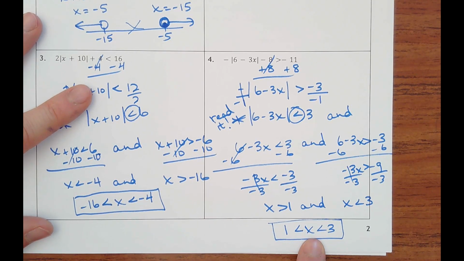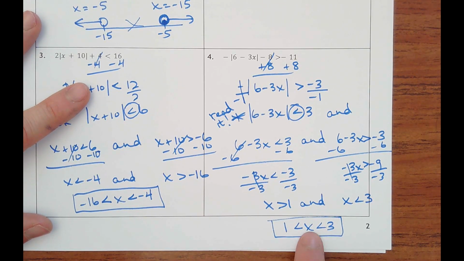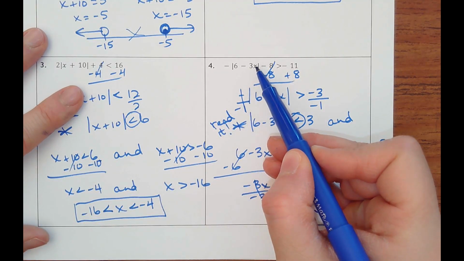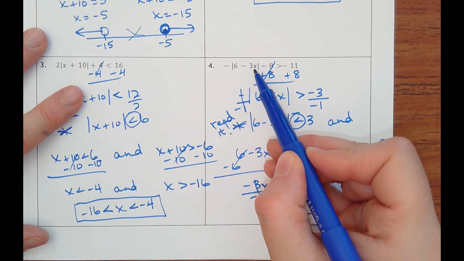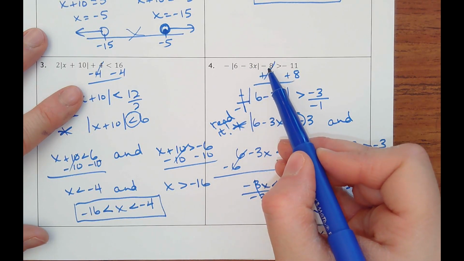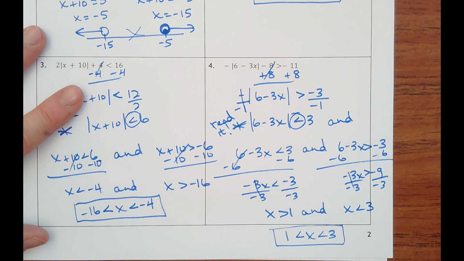And all you would have to do is test that. A number between 1 and 3 would be like 2. Plug it in. 3 times 2, 6. 6 minus 6, 0. There's no such thing as a negative 0. But 0 minus 8 is negative 8. That is greater than negative 11, so it works.